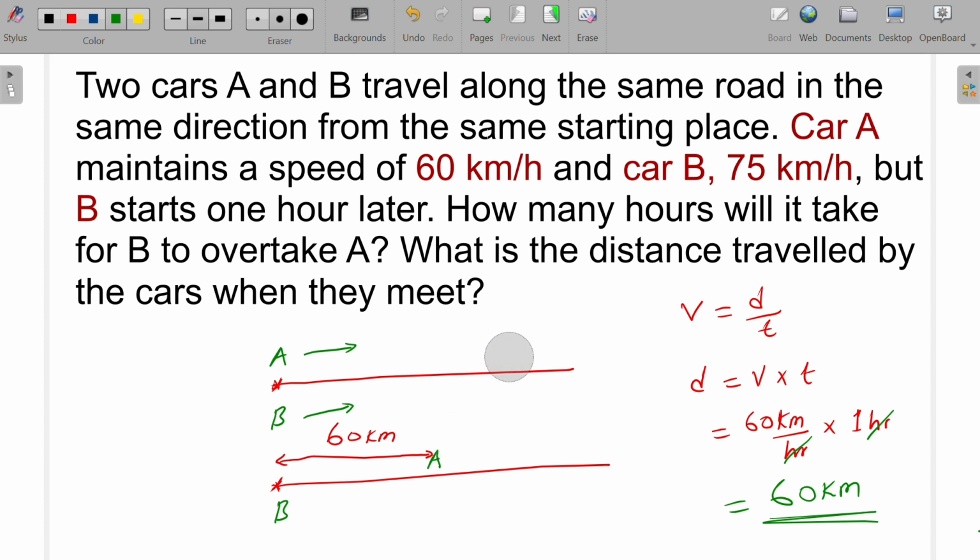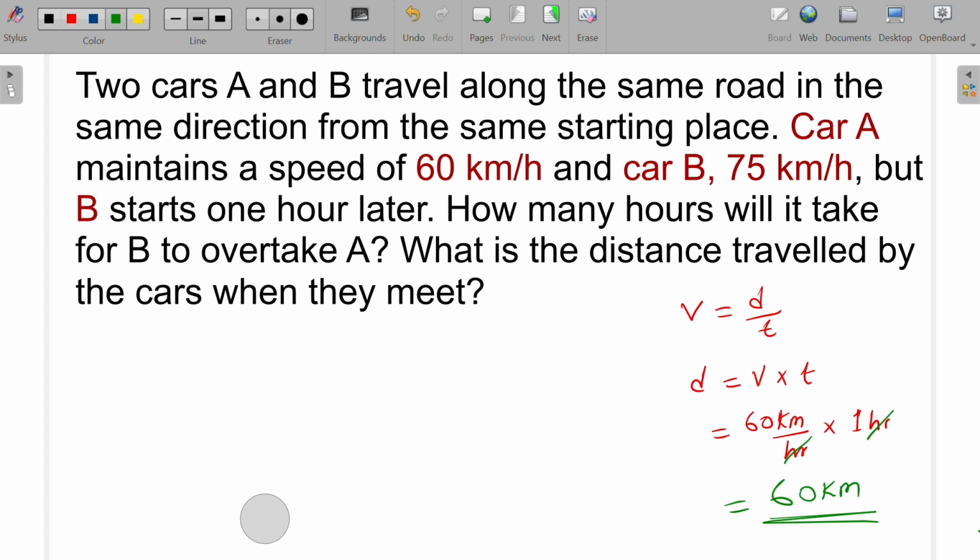Now, when you have objects moving in the same direction, in this case we have cars that are moving in the same direction, your relative speed will just be the difference between their speeds. So let's do that. So we'll say relative speed now.